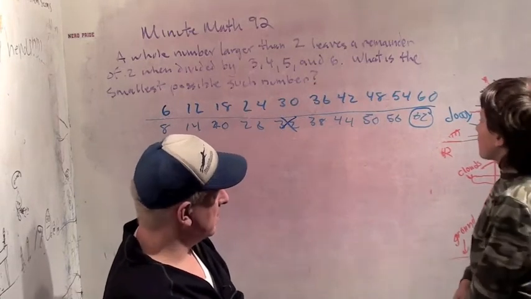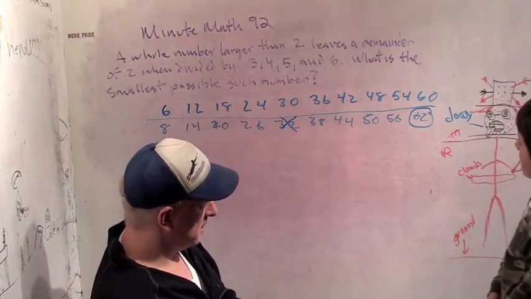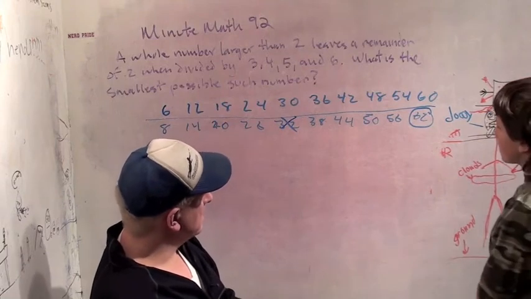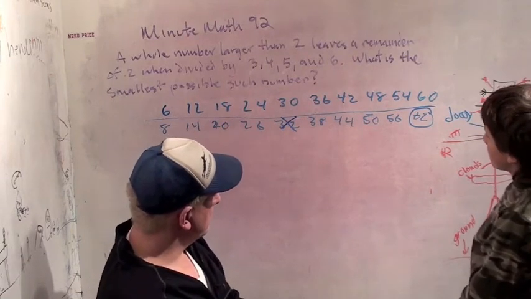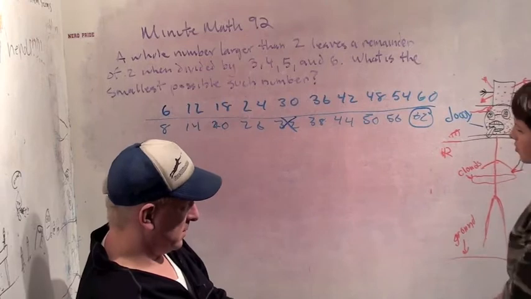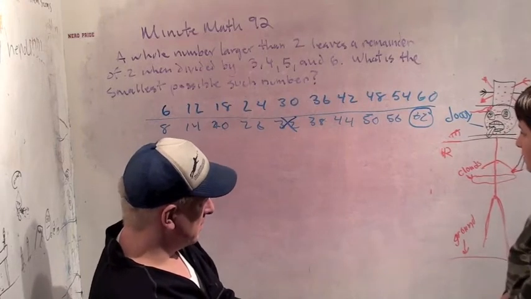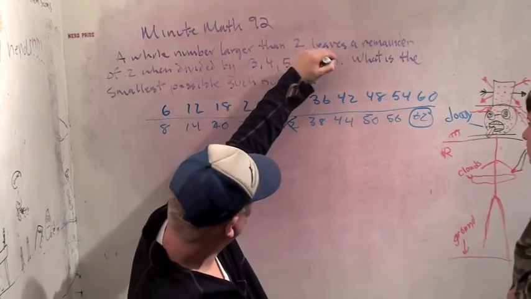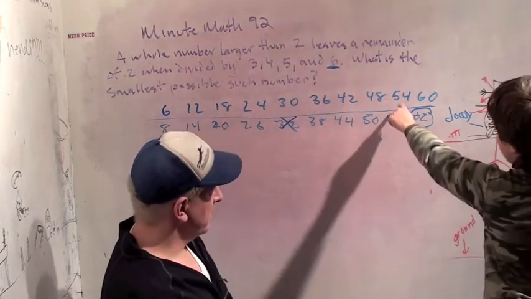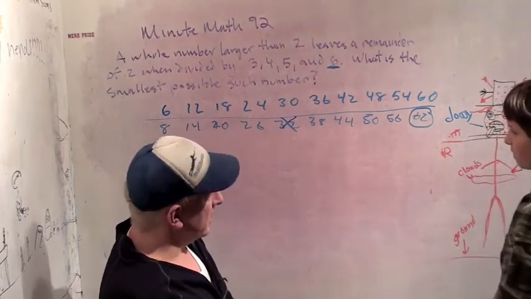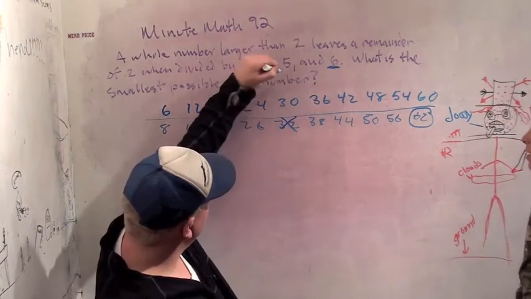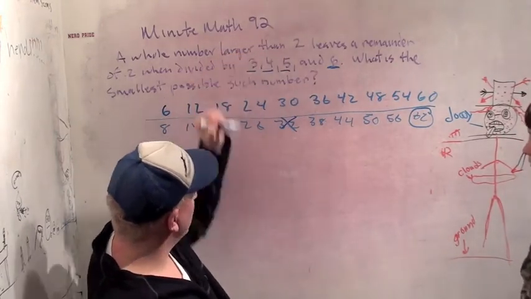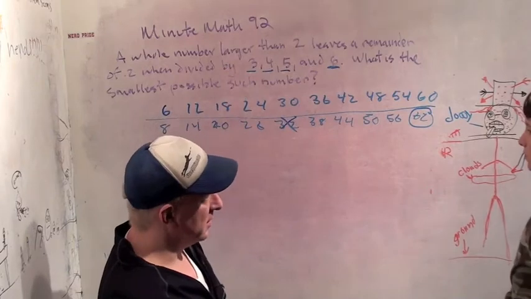56 is 2 more than a multiple of 6. Right, all of these numbers are going to be 2 more than a multiple of 6, so they're all going to work for 6. Except it's not 2 more than a multiple of 5. Which one of these is the easiest one to see quickly whether something's 2 more than?